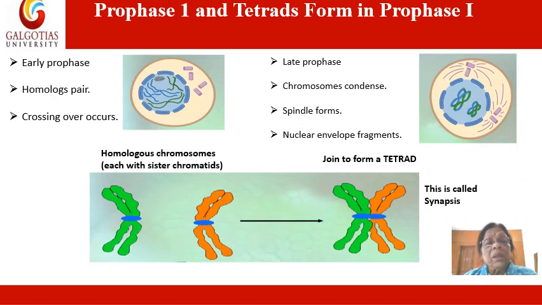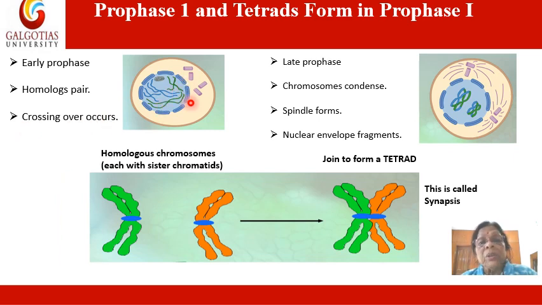Now let us discuss prophase 1 in detail. Prophase 1 is a very significant stage of meiosis. So these are the different stages. This figure is showing the early prophase. What happens? The homologous pairs have already synthesized their replica during the S phase. They arrange themselves like this. They start condensing, and they become clear.